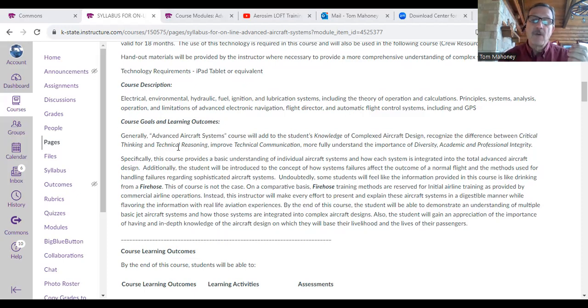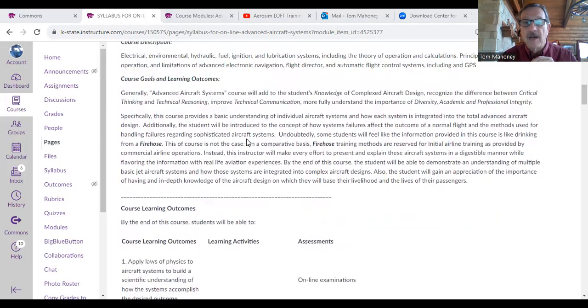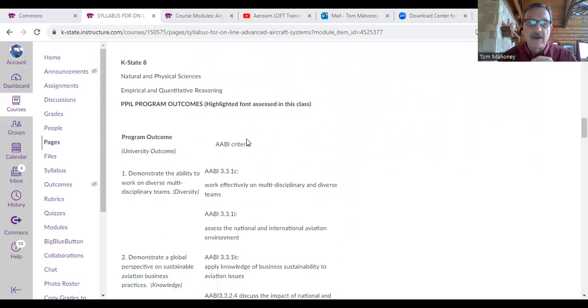And so throughout this course, the course goals and learning objectives outcomes are going to be that you're going to be able to recognize the difference between critical thinking and technical reasoning. And we use both in the airline business. So what's going to happen is you're going to feel like you're taking a drink out of a fire hose over this 8-week period. And I hope you're ready, because I don't expect you to get every drop, but I'd like to have you get a good taste of what the water is tasting like. So get your fire boots on, because we're going to get ready to start here momentarily.